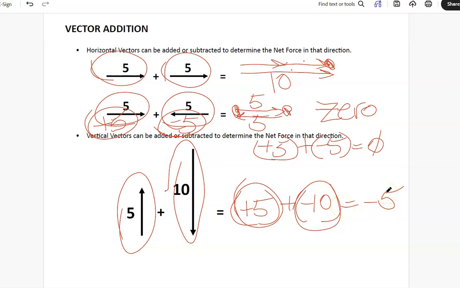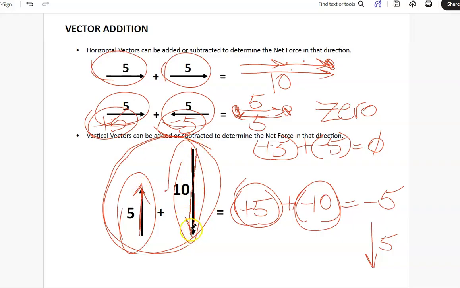Well, how do we represent negative 5? We represent it with a down vector of length 5. And you can see that if you add these 2 together, the length in this direction and the length in this direction will partially cancel out. They'll cancel out this much of the 10 vector, but what's left over is this much, and that is the 5-unit vector pointing down.